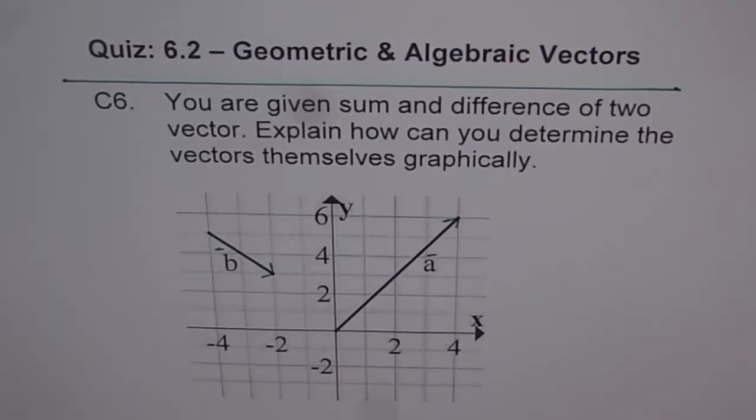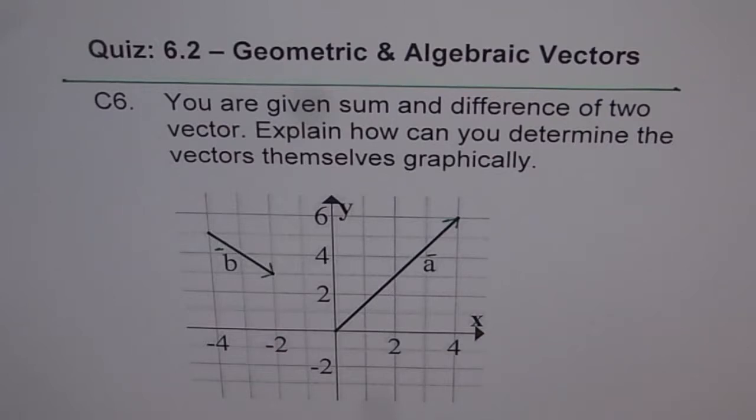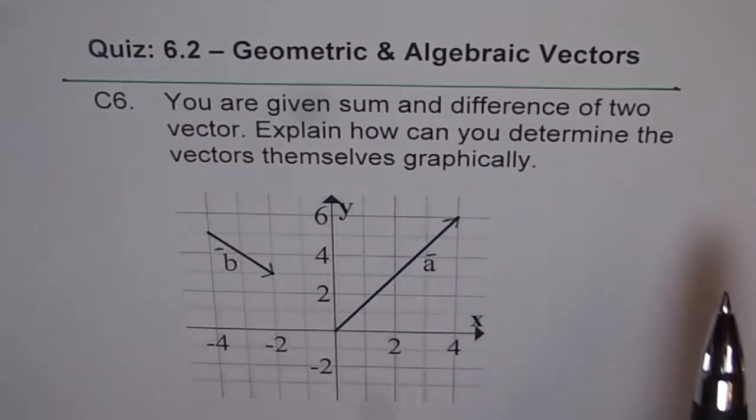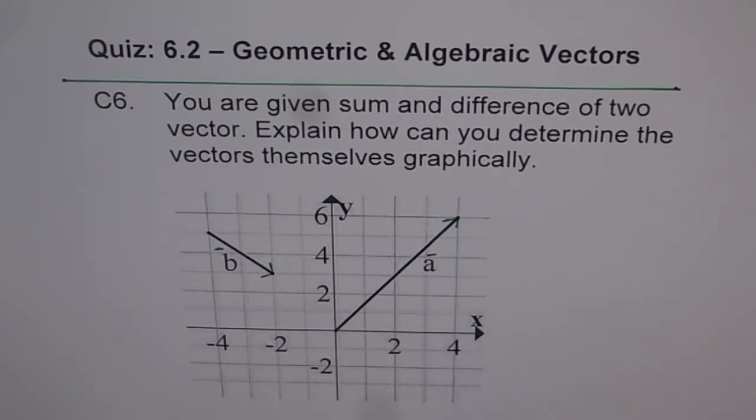In this very interesting series of sum and difference, here is question number 6. It's a communication problem, so you need to explain and answer your question. C6. You are given sum and difference of two vectors. Explain how you can determine the vectors themselves graphically.